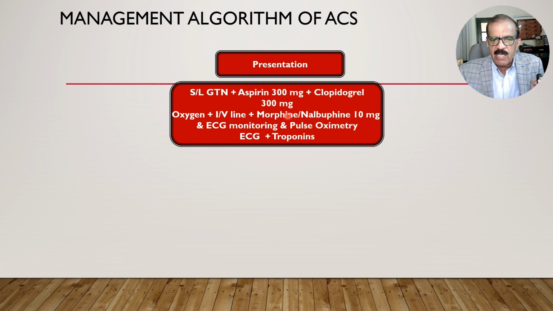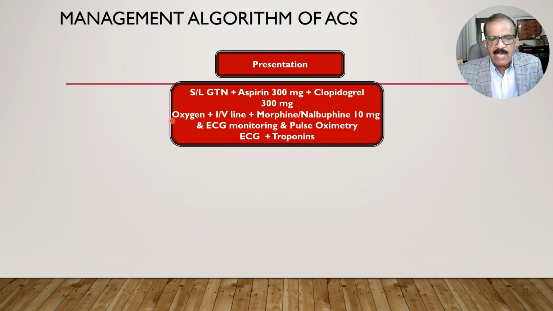Then clopidogrel 300 milligram. Even if the patient is a known case of ischemic heart disease, even if the patient was already on antiplatelet therapy, it is recommended that you should give a bolus dose of 300 milligram aspirin and clopidogrel, along with sublingual glyceryl trinitrate. If the patient contacts you on telephone and you suspect ischemic heart disease, acute coronary syndrome, you should instruct the patient to take these medicines before moving to the hospital.